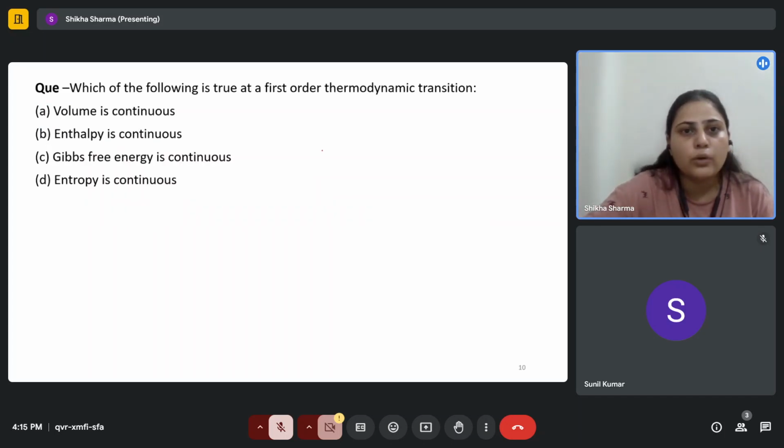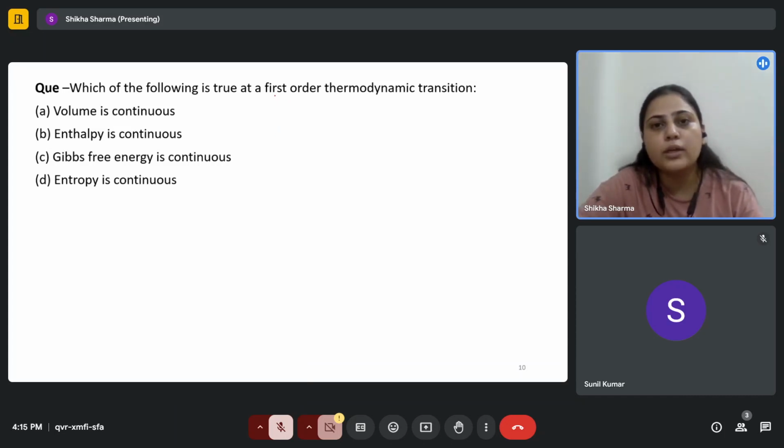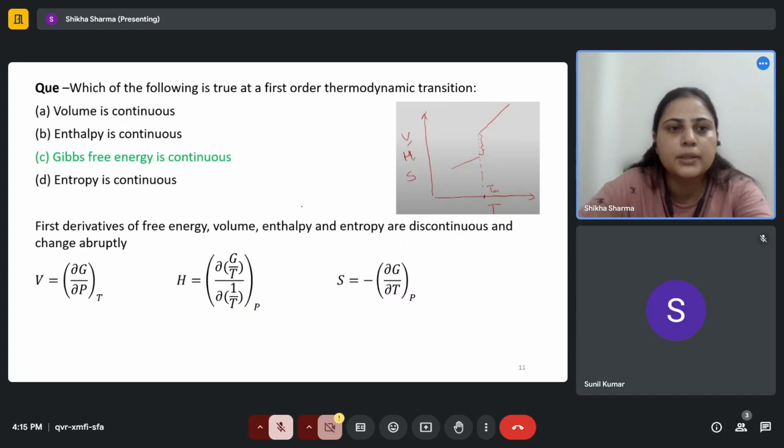Which of the following is true at a first order thermodynamic transition? Volume is continuous, enthalpy is continuous, Gibbs free energy is continuous, or entropy is continuous. Which is true for a first order thermodynamic transition? So in the first order thermodynamic transition, what happens? The Gibbs free energy is continuous.